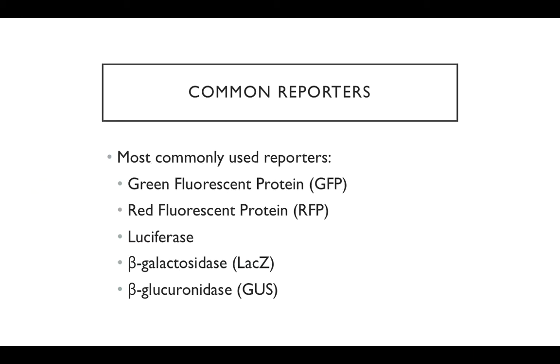This slide lists some of the most common reporters used in research. Both green fluorescent protein, or GFP, and red fluorescent protein, or RFP, are genes that encode fluorescent proteins. Luciferase, beta-galactosidase, encoded by the gene LAC-Z, and beta-glucuronidase, encoded by the gene GUS, are enzymes that are involved in a chemical reaction to produce light or color.